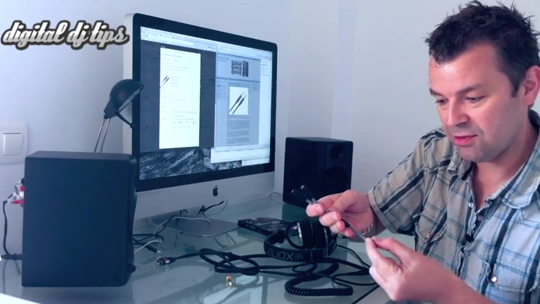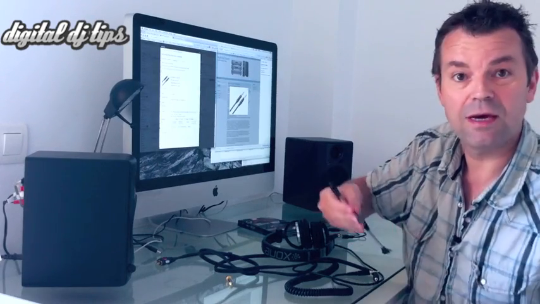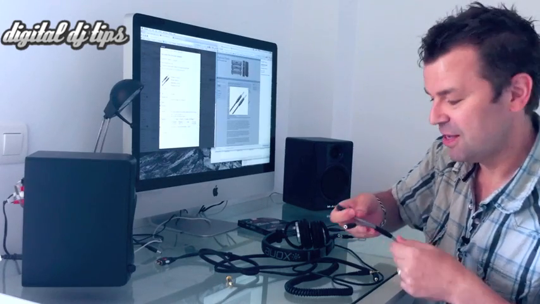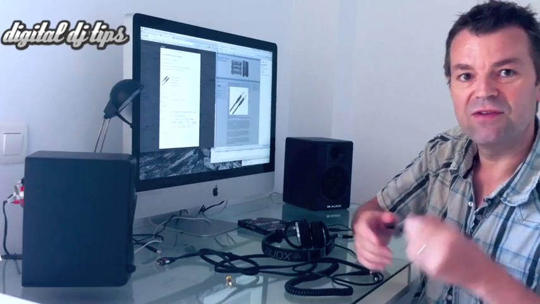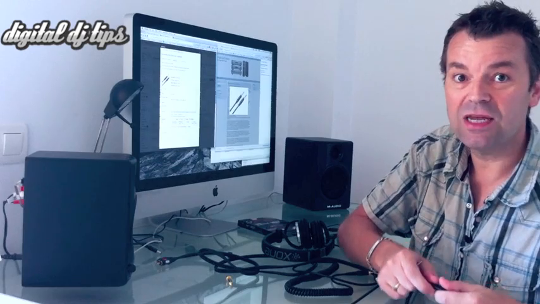Well, the reason it's not working is that they don't work like this. They don't split the signal into two and then send one down there and one down there. They send the same signal down both, so it's not going to help you. So that's just something to be aware of. You need a DJ-specific splitter cable. It's quite surprising how hard it is to find these things.